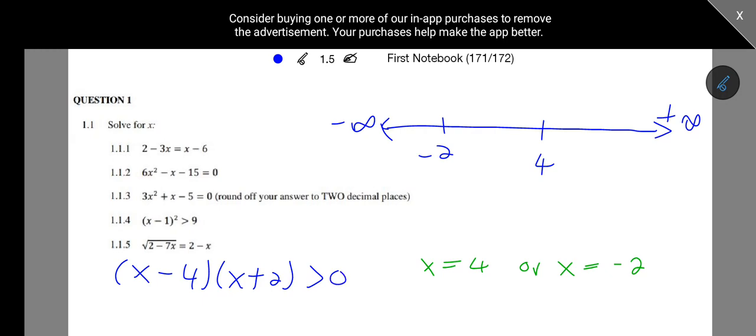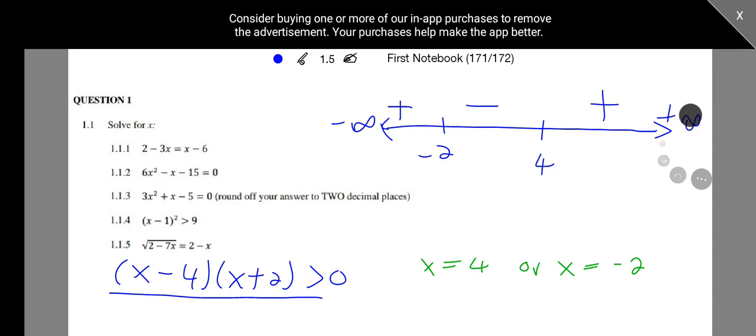So we're going to plug a random number between negative infinity and negative 2. So we can plug a negative 5. If we plug a negative 5 in this expression, do we get a positive or a negative number? We must observe that we've got a positive one. So we're going to have a positive sign here, right? And if we plug a number between negative 2 and 4, let's say 0, we're going to have 0 minus 4 is negative 4 multiplied by 0 plus 2, that is positive 2. And the answer there will be negative. So you're going to have a negative sign here. And same applies to a number between 4 and positive infinity. We can plug 7. So if you plug 7 or any number more than 4, you get positive here.